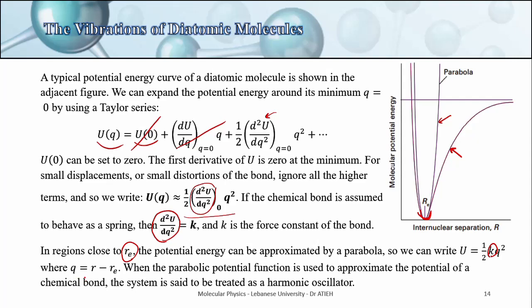And Q is equal to, as we have seen, x2 minus x1 or R minus Re, because x2 minus x1 is simply the elongation of the spring, and in our case, it's the elongation of the bond, it's R minus Re. R is the length of the bond, Re is the equilibrium length of the bond. If we are going to use this approximation that the potential energy at small distortions is equal to half kx squared, so we're going to treat our oscillator as a harmonic oscillator.